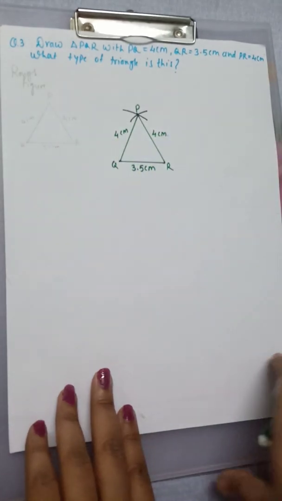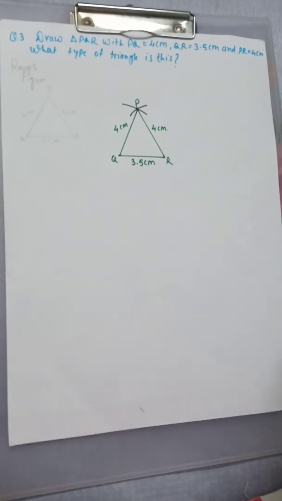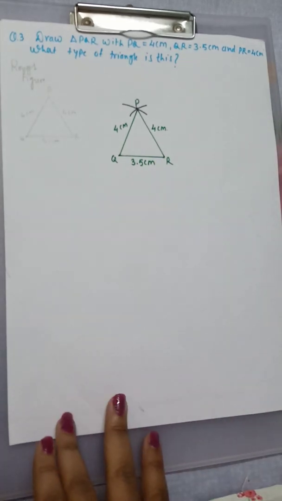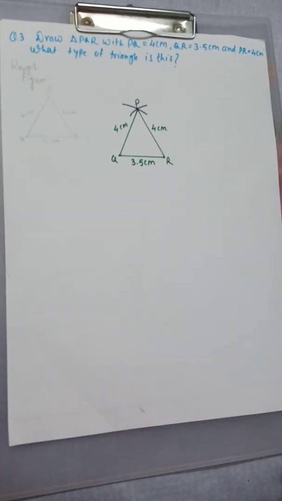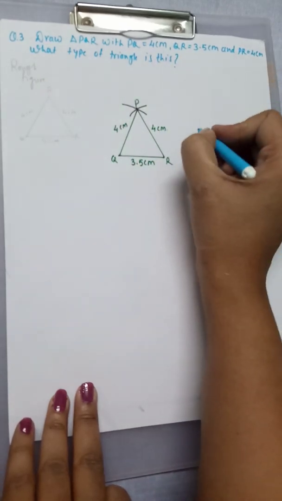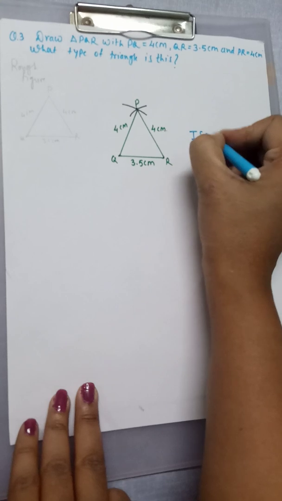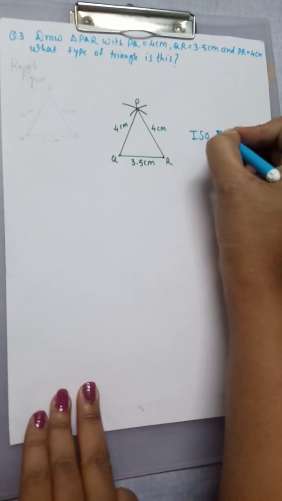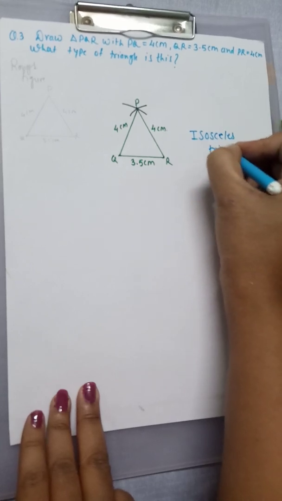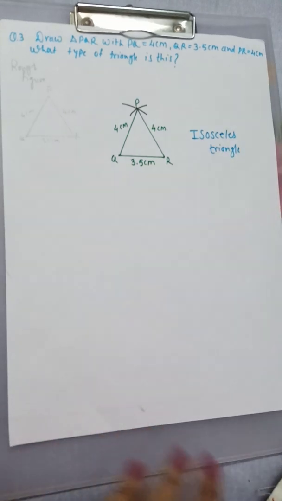Okay, so this is your triangle ready. And see, when two sides are equal, then we can say this is the isosceles triangle. They asked what type of triangle this is. When two sides are equal, we can say yes, this is the isosceles triangle.